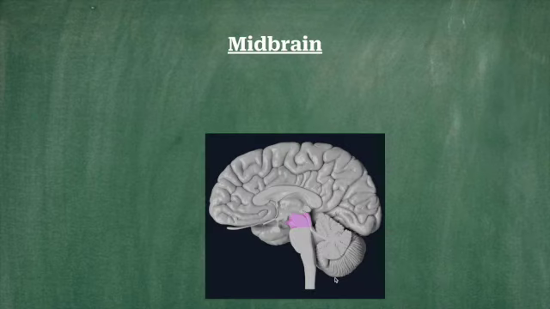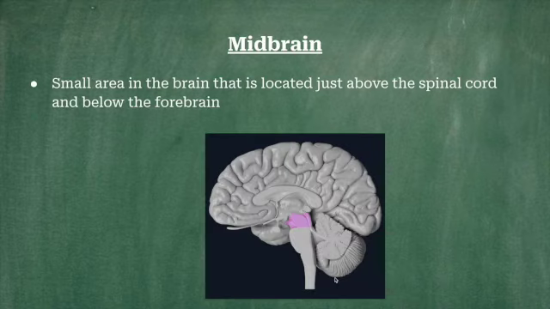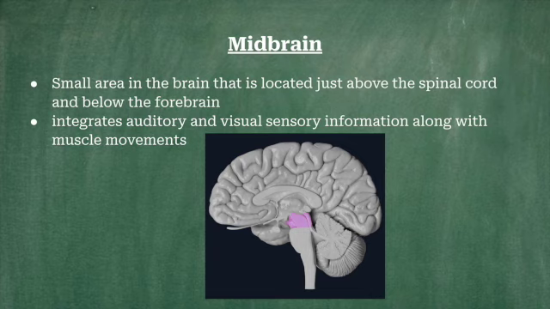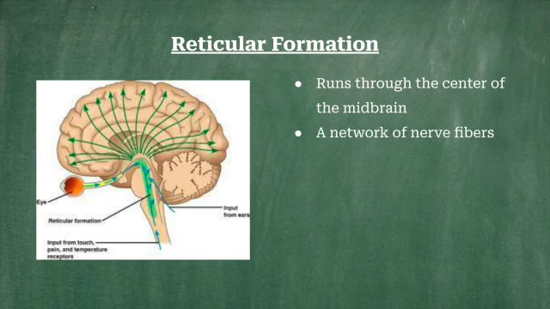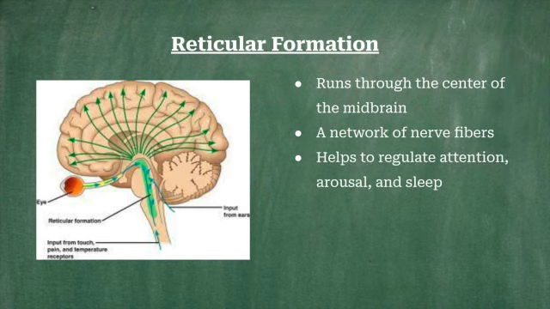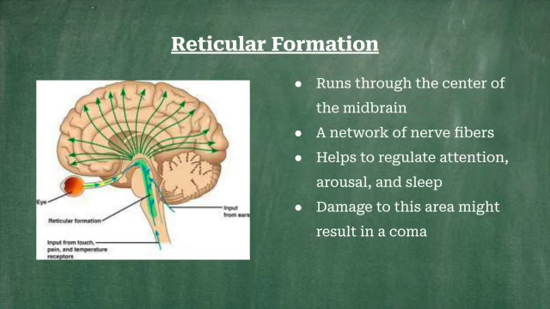Now let's move on to the midbrain. The midbrain is the small area in the brain that is located just above the spinal cord and below the forebrain. It is the part of the brain that integrates auditory and visual sensory information along with muscle movement. Running through the center of the midbrain is a network of nerve fibers. This is known as reticular formation. The reticular formation helps to regulate attention, arousal, and sleep. If a person was to damage their reticular formation, then they may fall into a coma.